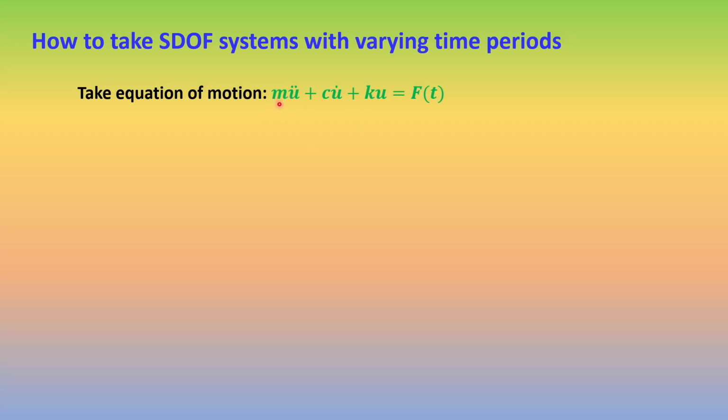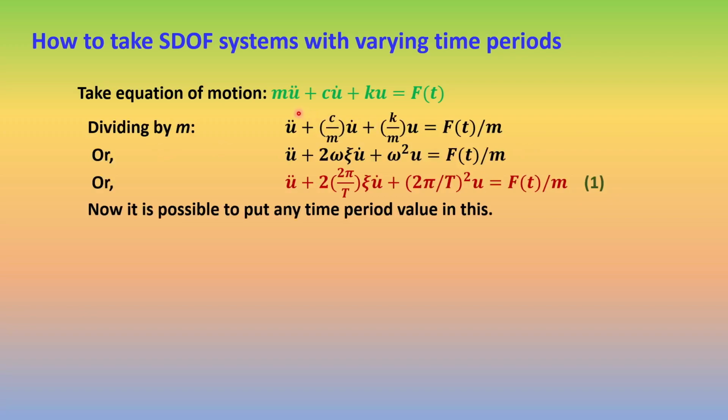equation of motion m u double dot plus c u dot plus k u equal to f(t). Divide this by mass m. So if you divide, we get u double dot plus c by m u dot plus k by m u equal to f(t) by m. Now from dynamics we know c by m equal to twice omega xi, where xi is the damping ratio and omega is the frequency. Then k by m, as we have seen in our previous slide, is omega square.